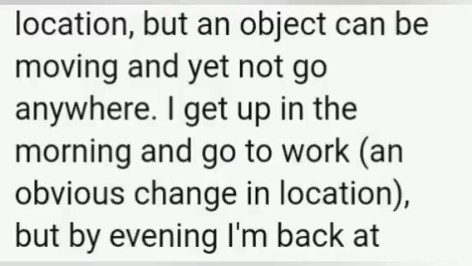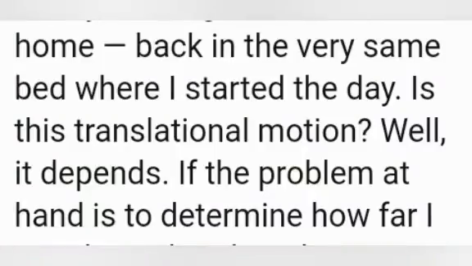I get up in the morning and go to work. Obvious change in location. But by evening, I am back at home, back in the very same bed where I started the day. Is this translational motion? Well, it depends.